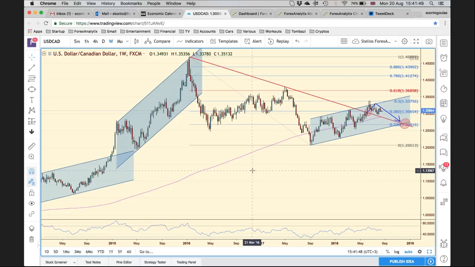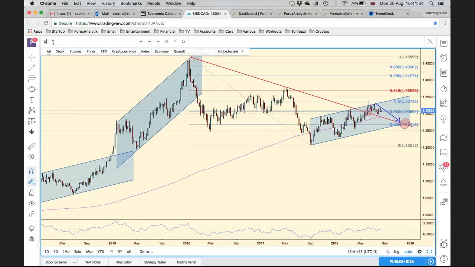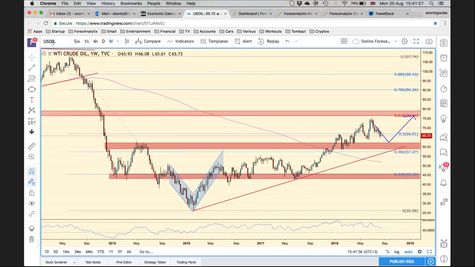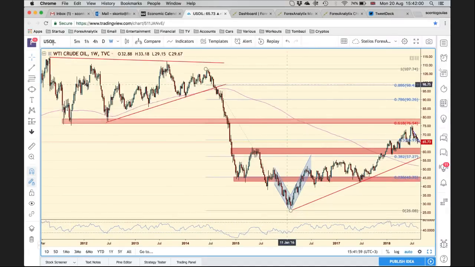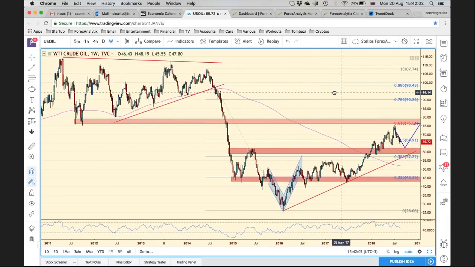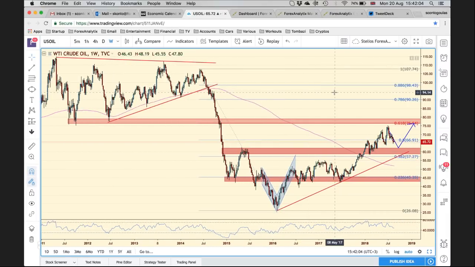Now, actually, talking about dollar CAD and what I think is going to happen, we should also look at oil, because Canada is dependent on oil to a certain extent, because it's an oil producer. And this has been my weekly chart for oil for WTI for some time. And it's actually spooky how it's following this blue line down in this area here.